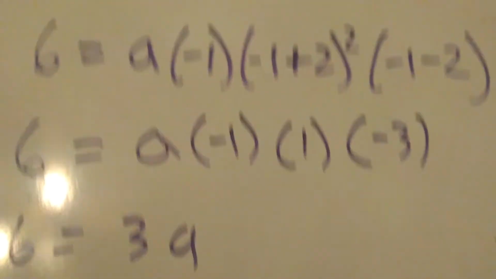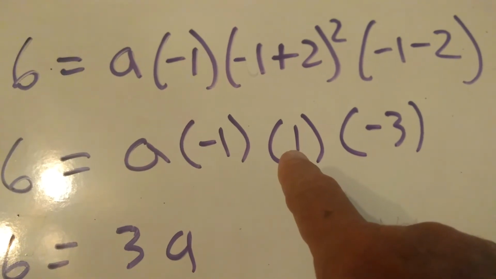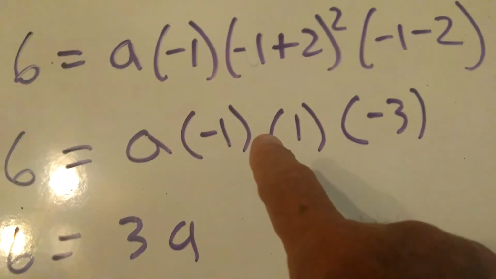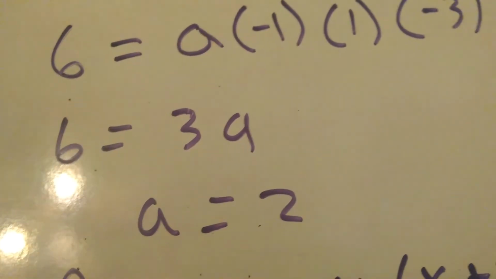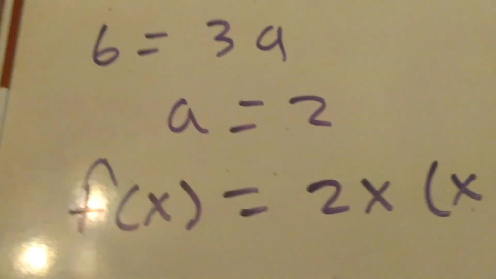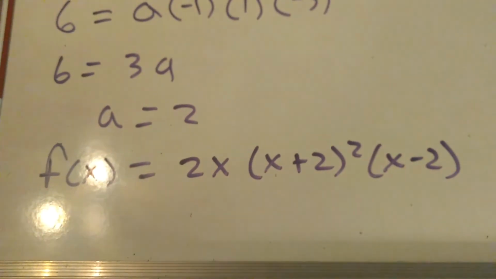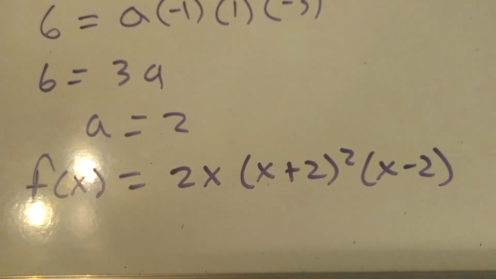Notice the -1 plus 2 makes it 1, squared, which is 1. -1 minus 2 is -3. If I multiply these together, I get -3a equals 6. Divide by -3, I get a equals -2. Substituting that back in for a in the equation, I get f of x equals -2x times x plus 2 squared times x minus 2.